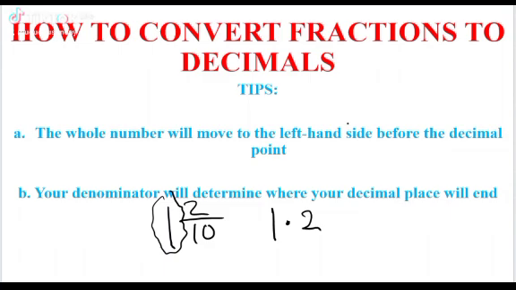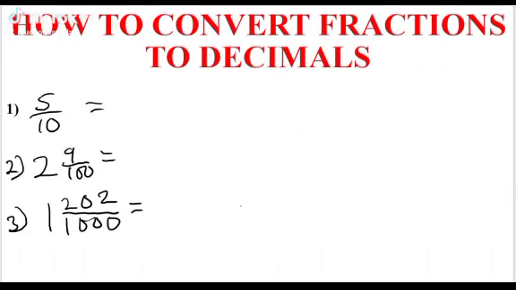So let's take some examples. One example says 5/10. Now this fraction doesn't have any whole number, so we can simply say 0.5, because the 5 is in the tenth decimal place. Yes. The number 2 says 2 whole number 9/100.